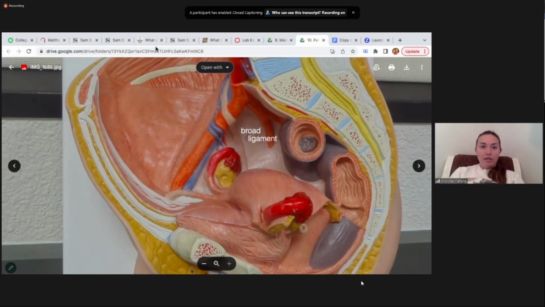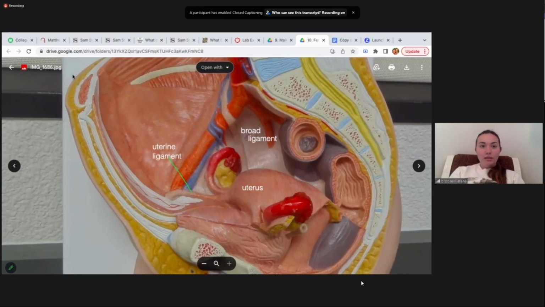Then there's the uterine ligament. And the way I think about that is if this is my uterus, right? Uterus. And it's holding the uterus to the abdominal wall. So this tube right here holds the uterus to the abdominal wall. So that tube is my uterine ligament.